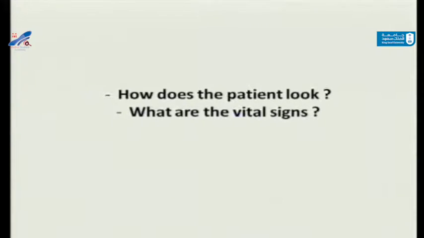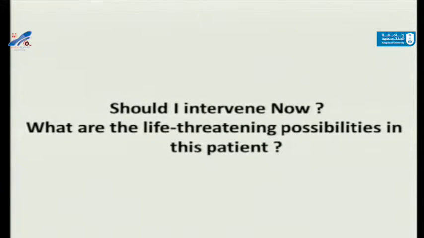So then I move to the next step. Step 2 has 2 questions. Sometimes one comes before the other, but usually it comes like this. Should I intervene now? Second question, what are the life-threatening possibilities in this patient? Okay? When I look at chest pain, I don't care about musculoskeletal, I don't care about shoulder pain. I look at the life-threatening causes.